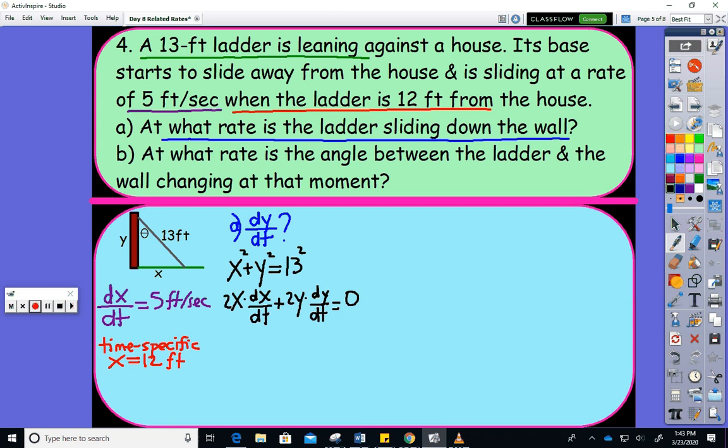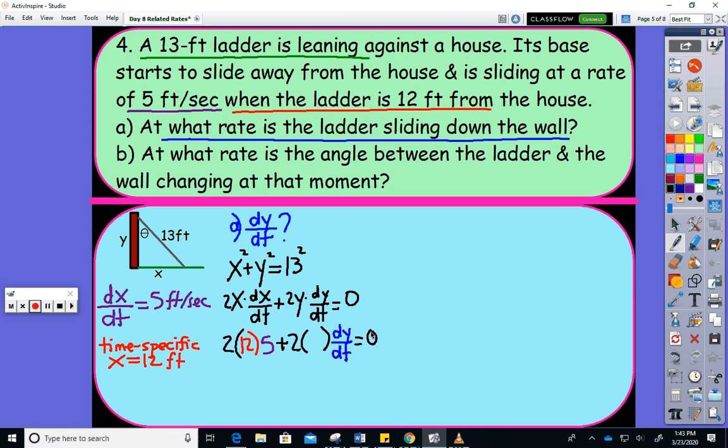Now, right now, I can begin to plug in some values. It says when x is 12, so that's a time-specific measurement. dx dt is 5. I can plug that in. But now I get a bit of an issue because I don't know what y is. So I'm just going to hold on to that for a minute. And then dy dt is what I want, so I can go ahead and plug that in. And then that's all equal to 0.